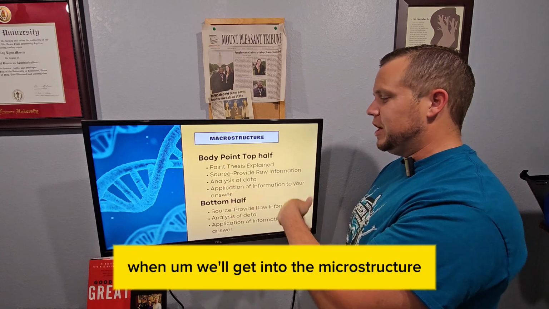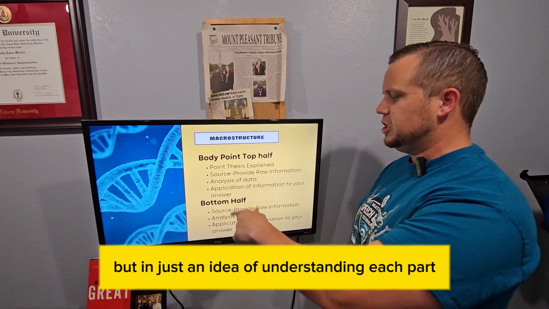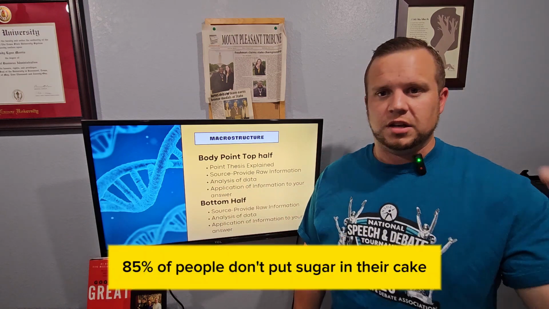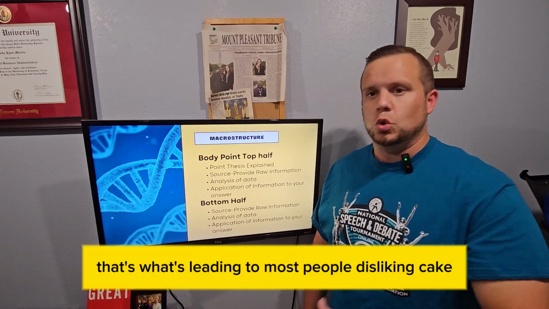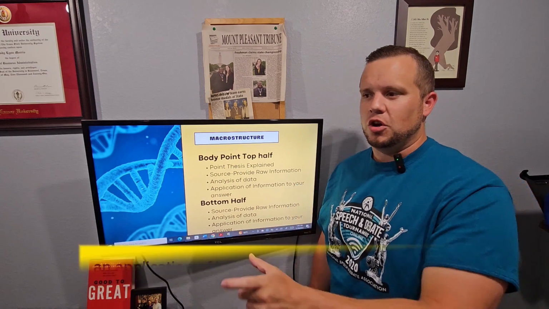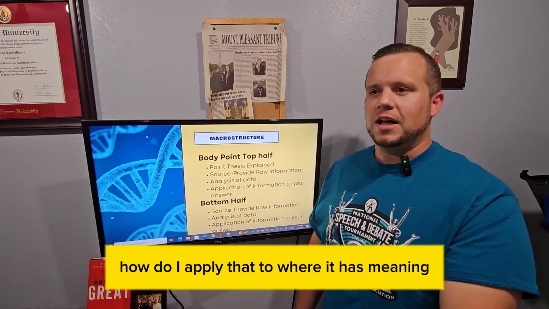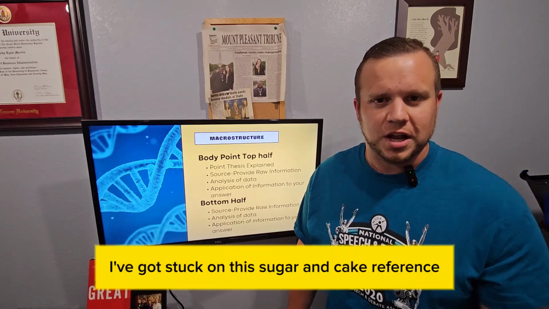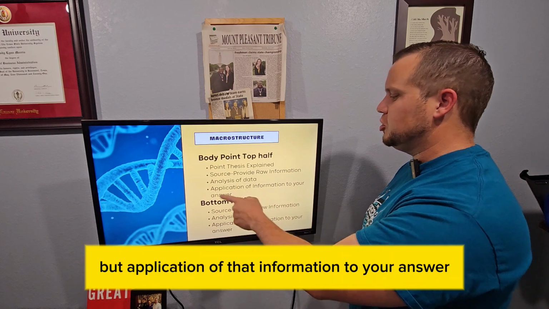When we get into the microstructure, this will make a little more sense, but just to get an idea of understanding each part, the analysis of that data just says, okay, 85% of people don't put sugar in their cake. That's what's leading to most people disliking cake, right? Like that's an application of just raw data, has no direction to it. How do I apply that to where it has meaning in the context of the speech? Now, I've got stuck on this sugar and cake reference, so bear with me. But application of that information to your answer.